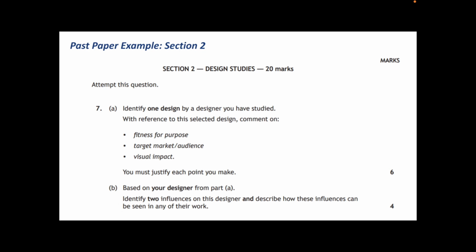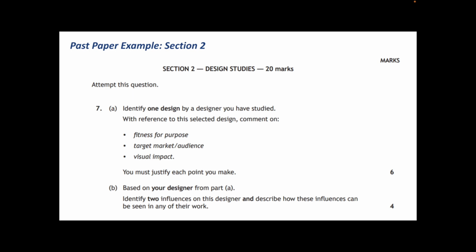Part B is worth 4 marks. Like in the expressive section, it's predictable and does not change from year to year. So it's an easy 4 marks as you know the question is guaranteed to come up in the exam. The question will ask you to identify 2 influences on this designer and describe how these influences can be seen in any of their work.